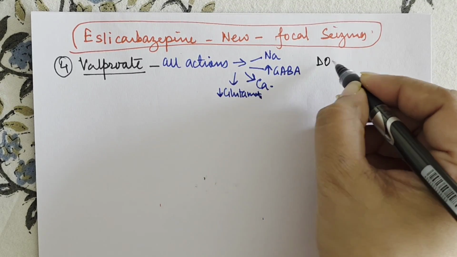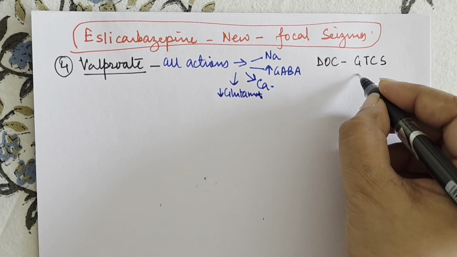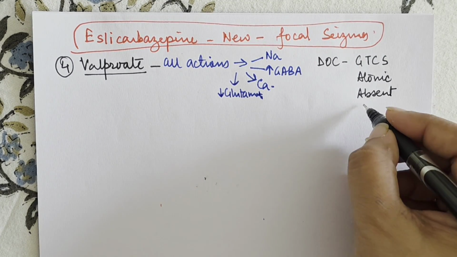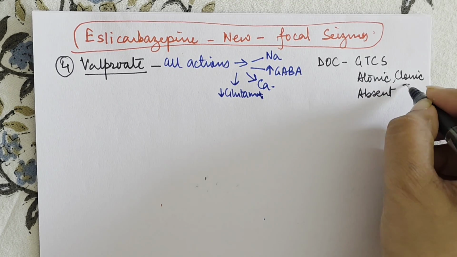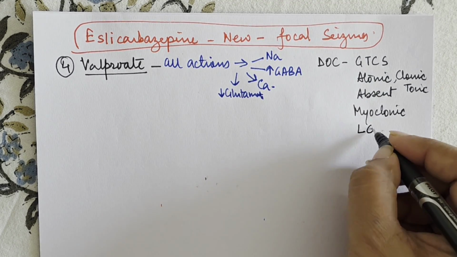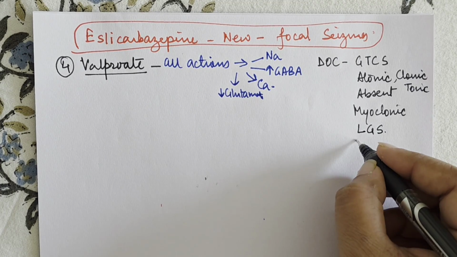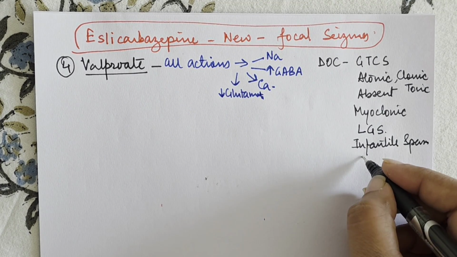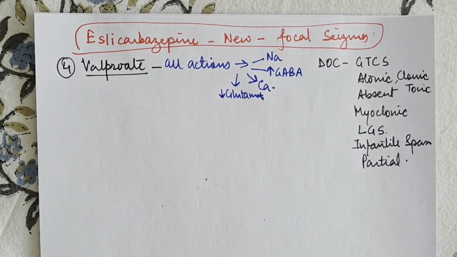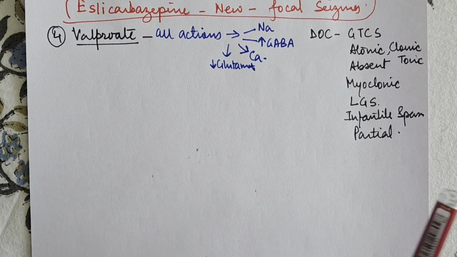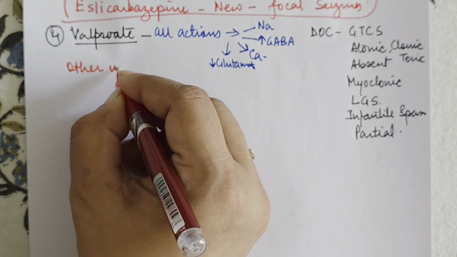And it is the drug of choice in GTCS, in atonic, in absent seizures. Atonic, clonic, tonic, all the seizures, and myoclonic, also used in Lennox-Gastaut syndrome. Then it is used in infantile spasm, and it is also used in partial seizures. So valproate is a drug which is having all the actions, and so it is used in all types of epilepsies. Then other uses, valproate has a lot of other uses.